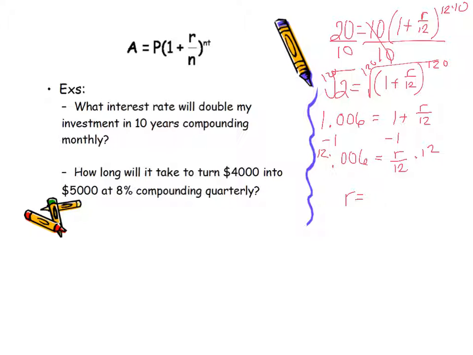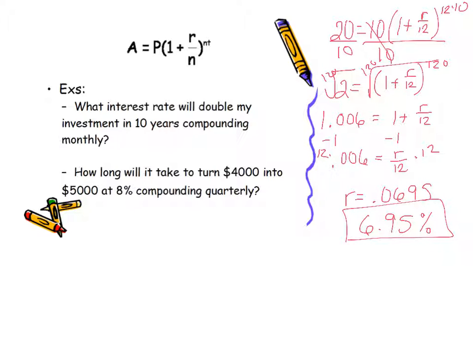My interest rate ends up being 0.0695. That probably could easily round up to 7%, but I think I'm going to go ahead and just call it 6.95% is the interest rate. That would allow me to double my money in 10 years.